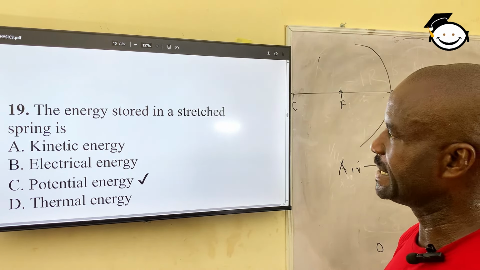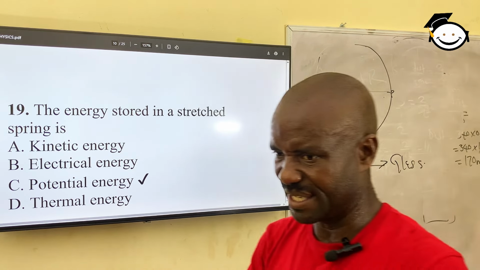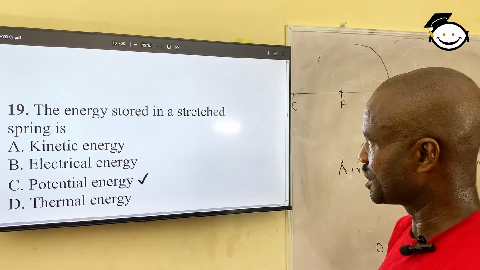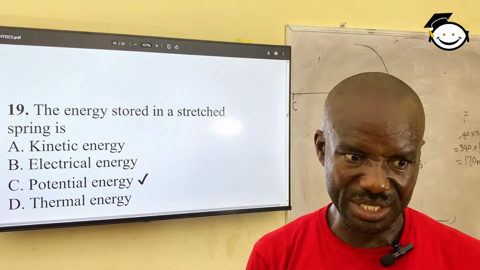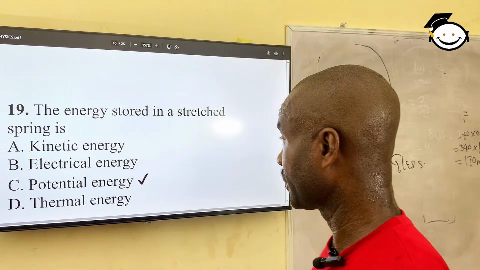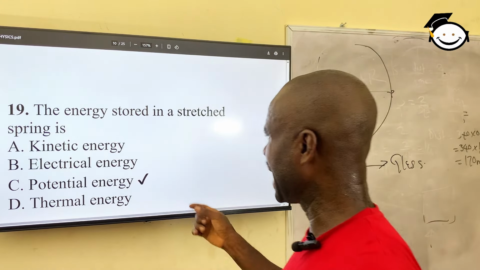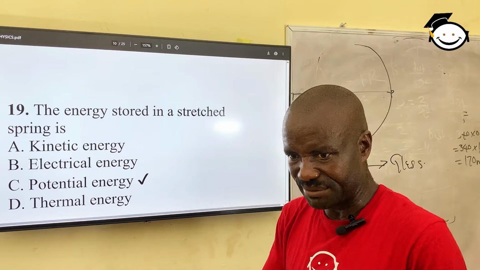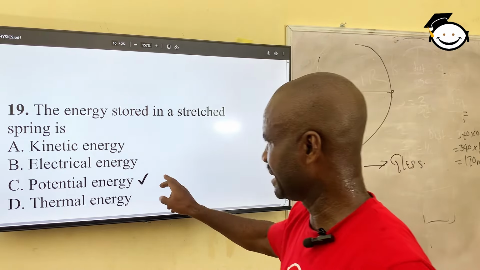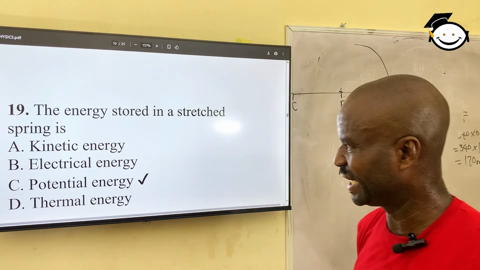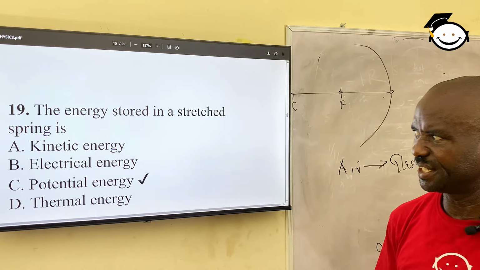Number 19, the energy stored in a stretched string. When you stretch a string, a spring, what's that energy called? Kinetic, no, because the string is not moving, it's already stretched. Electrical energy is not connected to any power at all, so it's not. Potential energy is the energy reserve. It's not thermal because it's not heated. So the correct answer is C, potential energy.